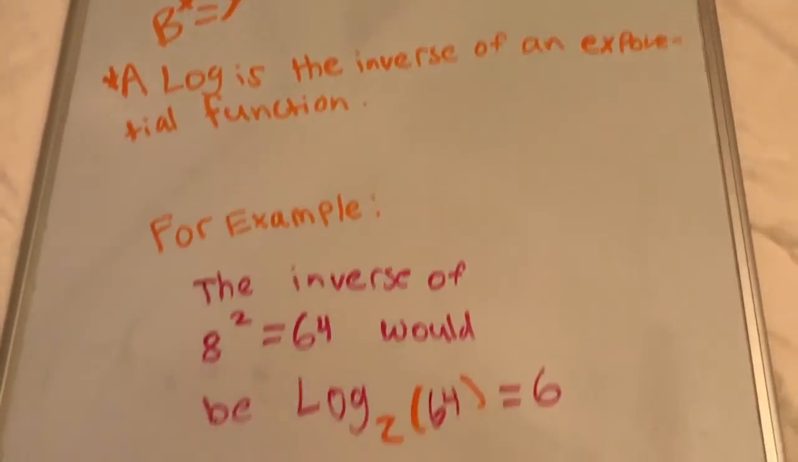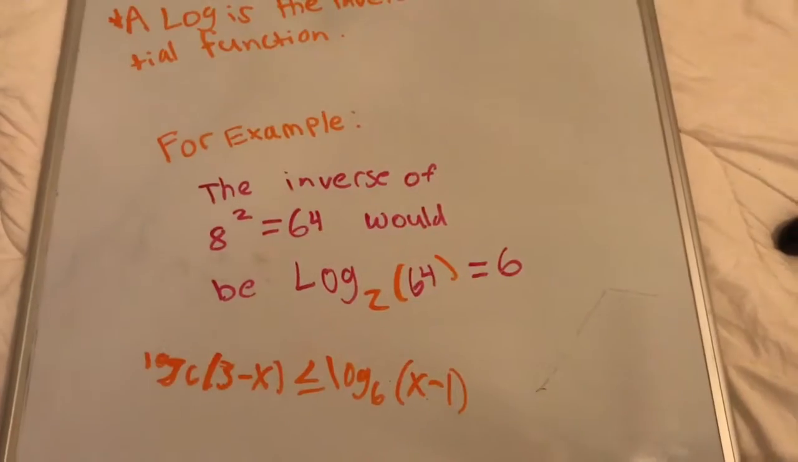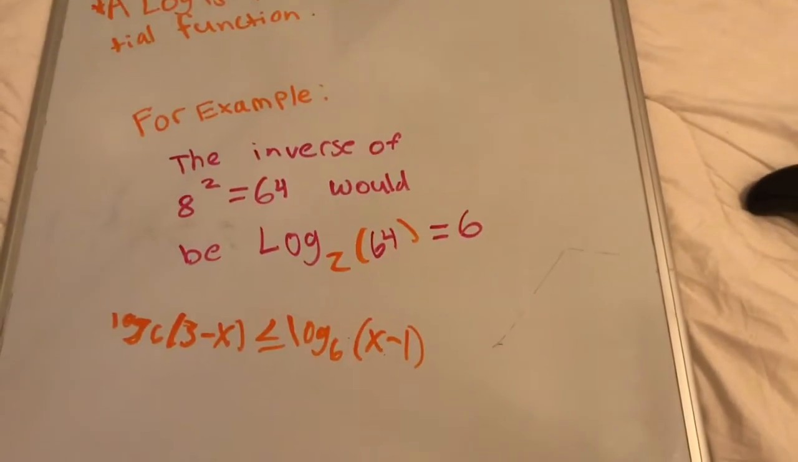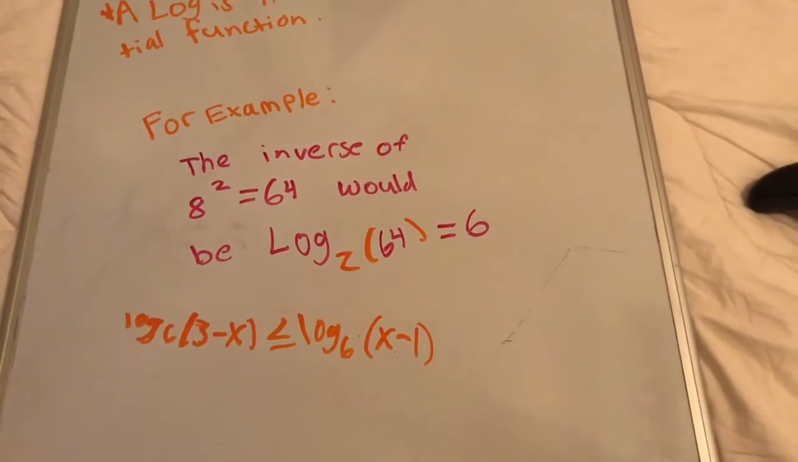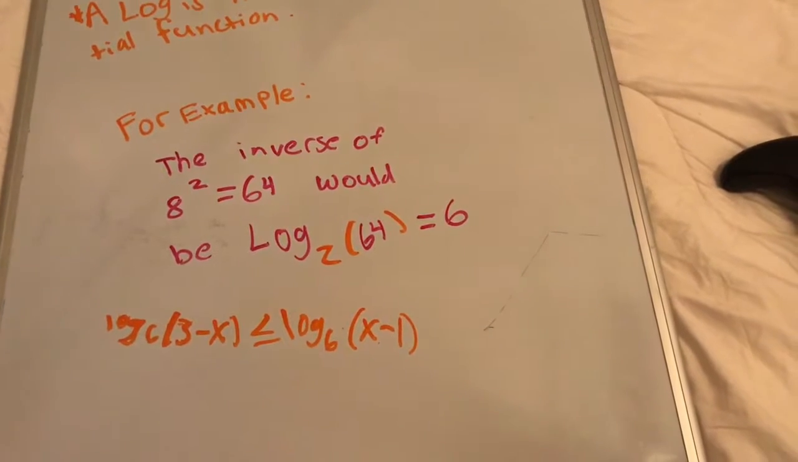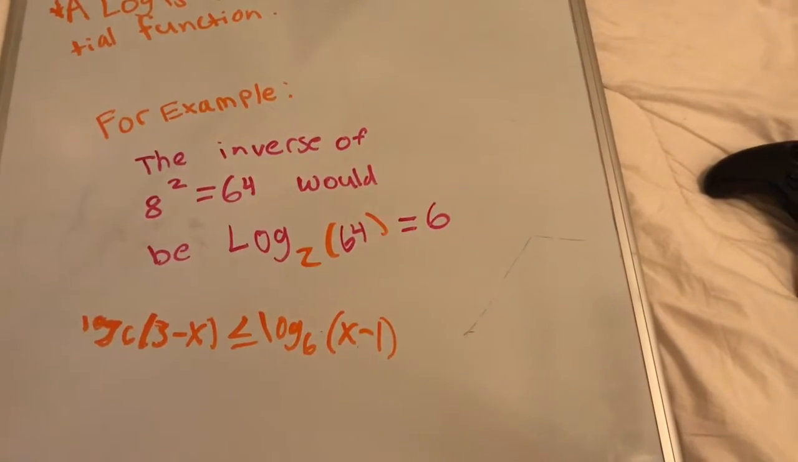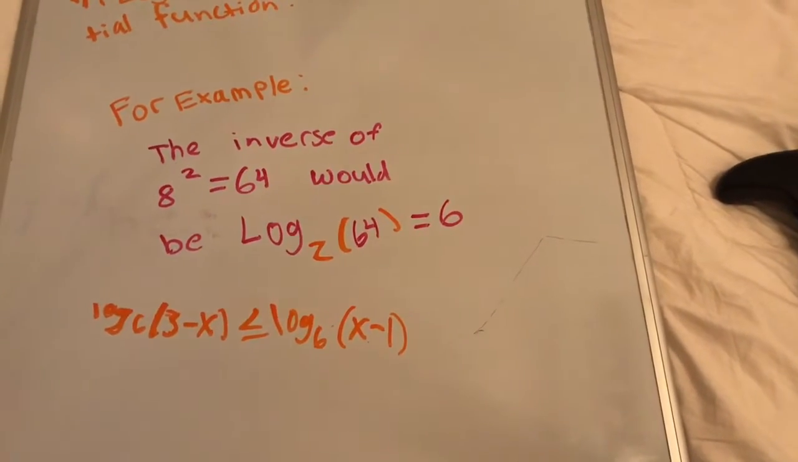For example, the inverse of 2 to the 6th equals 64 would be log base 2 of 64 equals 6, because it would be the inverse of the exponential form.